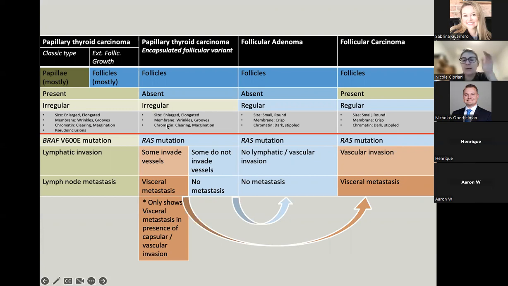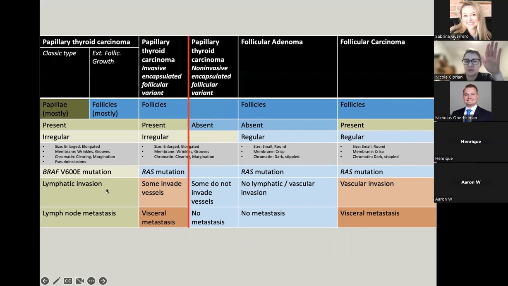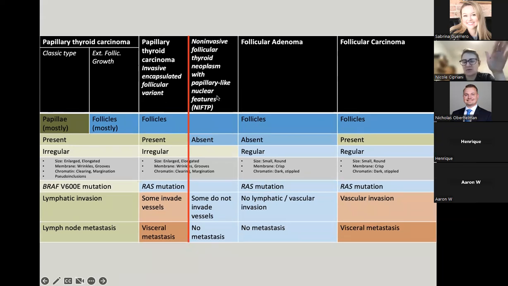Compared to on the left, the papillary carcinomas that have BRAF V600E or V600E-like mutations, whether or not they grow in follicles doesn't really matter. They have lymphatic invasion and they have lymph node metastasis. So we've now been able to sort these. And papillary thyroid carcinoma, non-invasive encapsulated follicular variant, is now NIFT-P, non-invasive encapsulated follicular thyroid neoplasm with nuclear features.